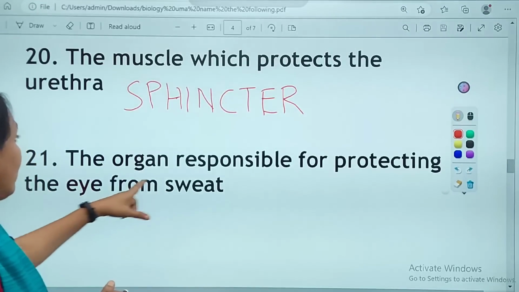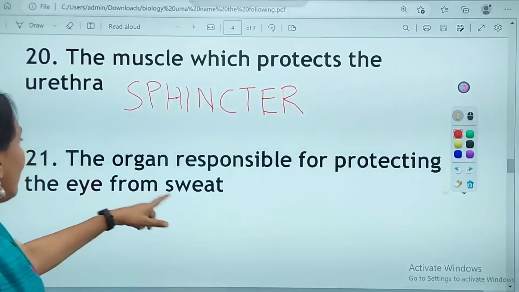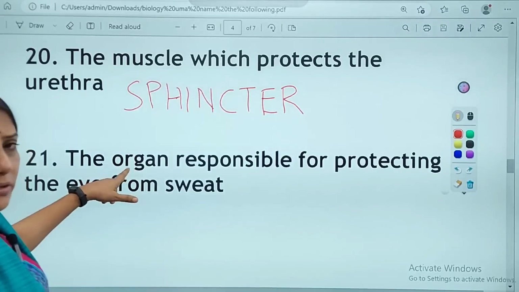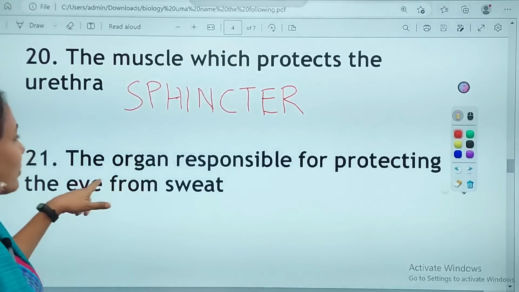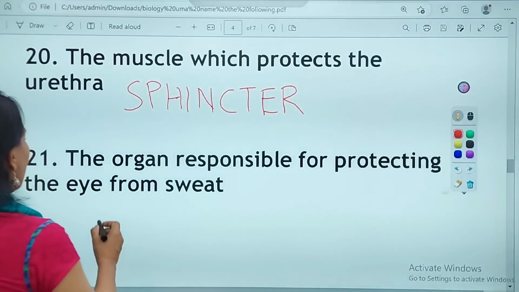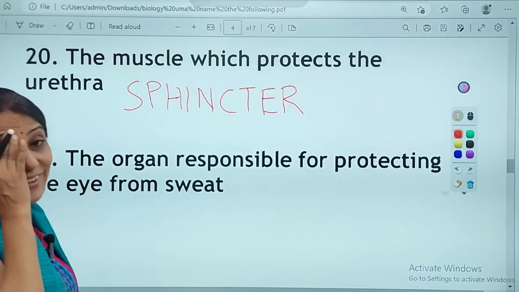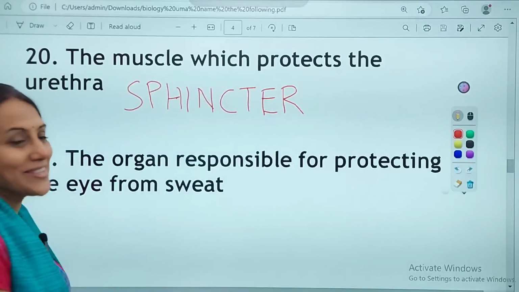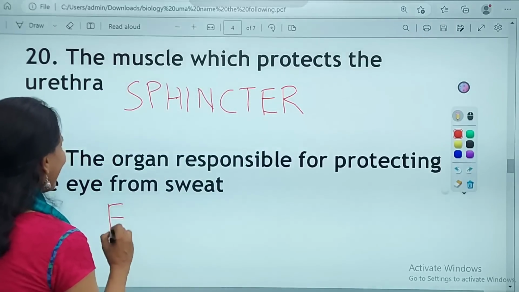The organ responsible for protecting the eye from sweat. In this case, I wouldn't call it an organ. It's actually a structure. The question should have been, the structure responsible for protecting the eye from sweat is called, as simple as that. And here I'm giving you a hint of the answer. The eyebrow. Yes.